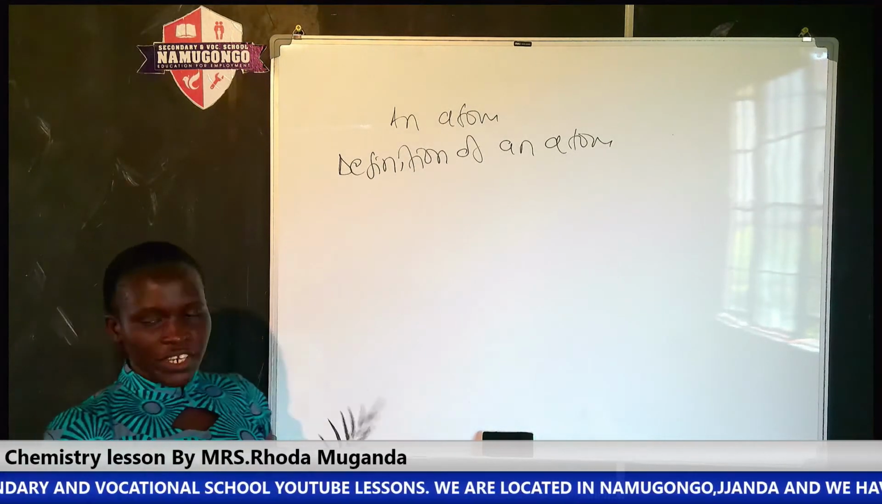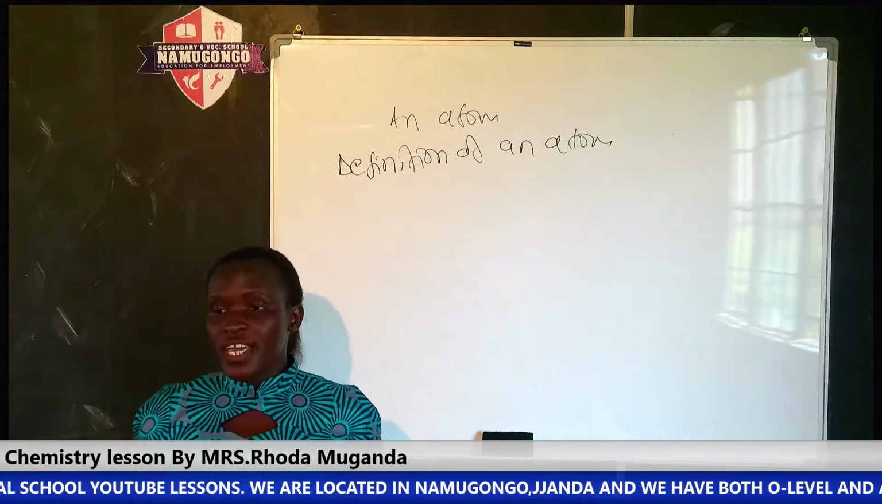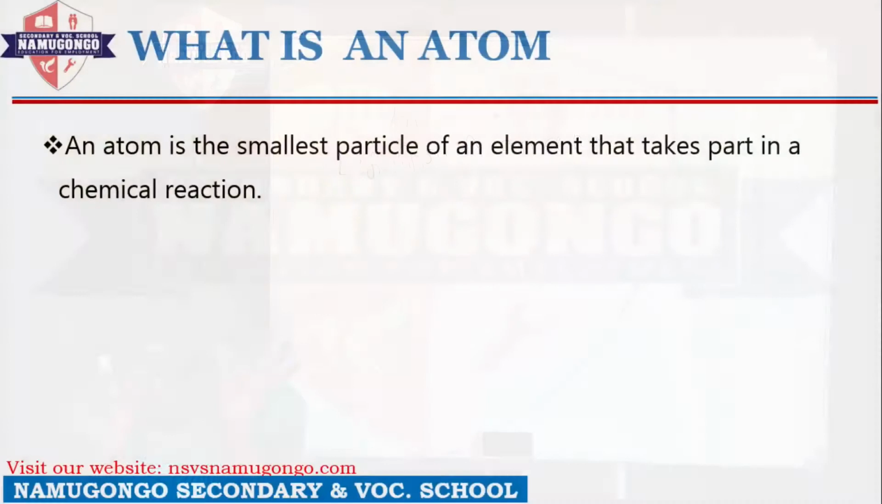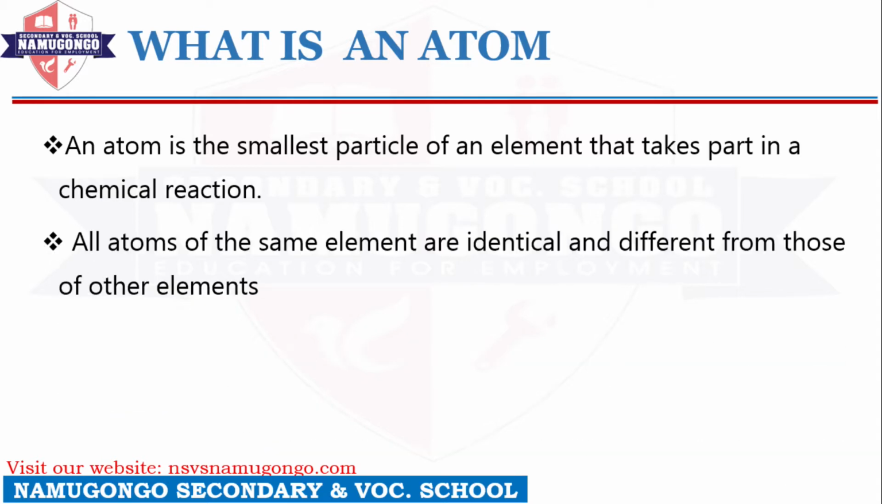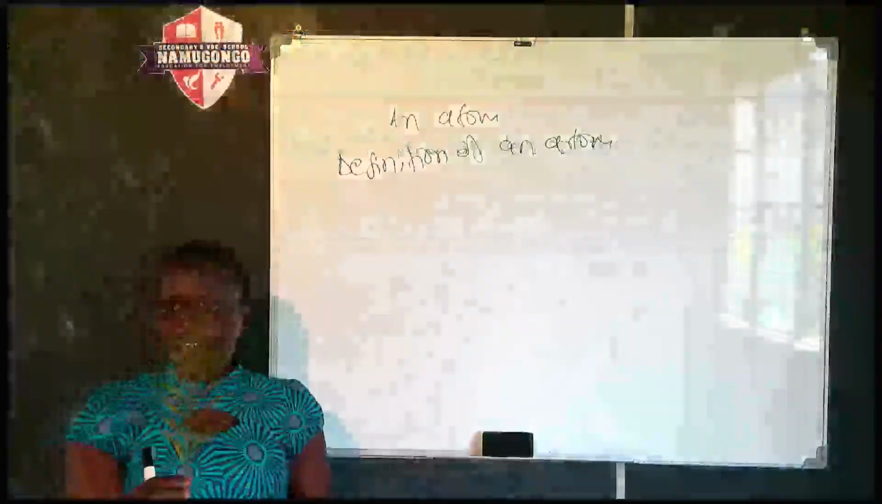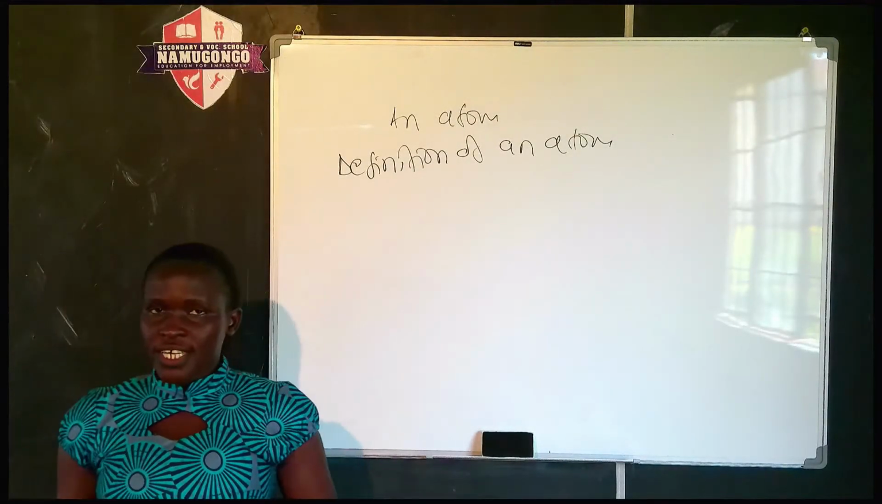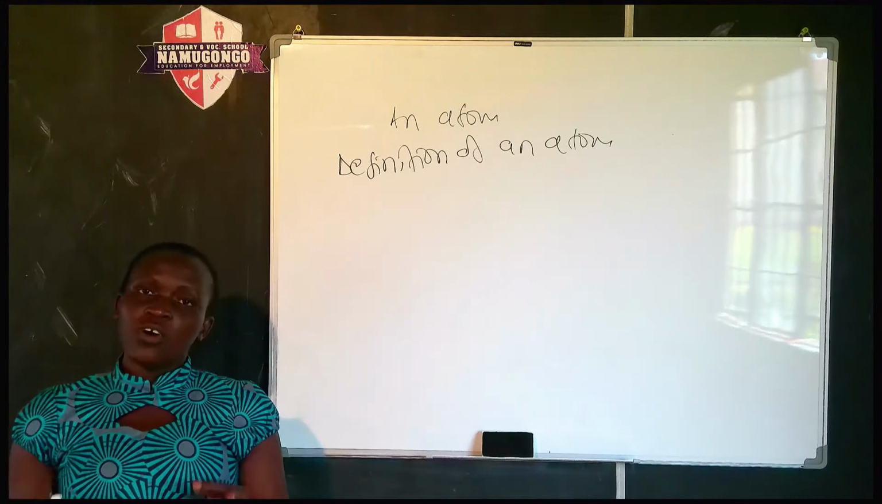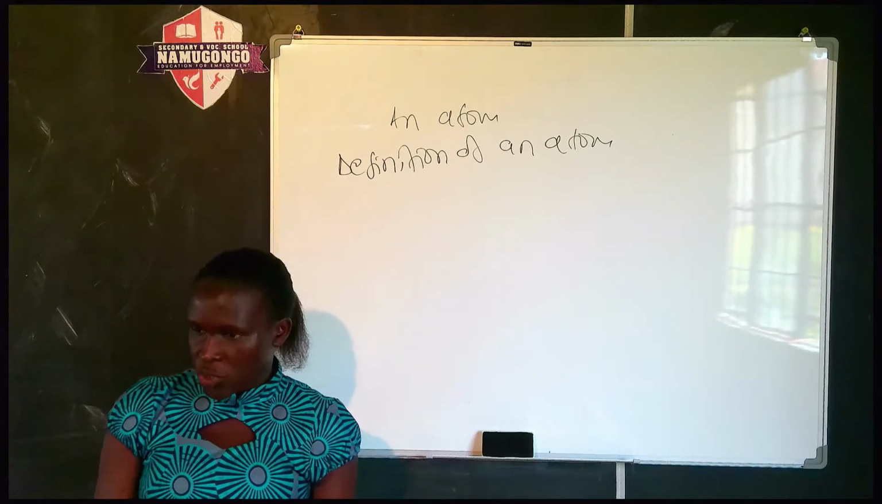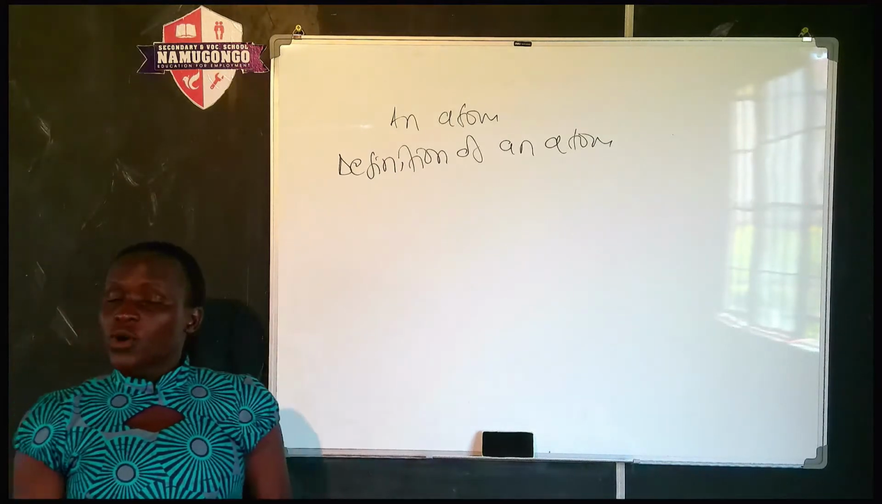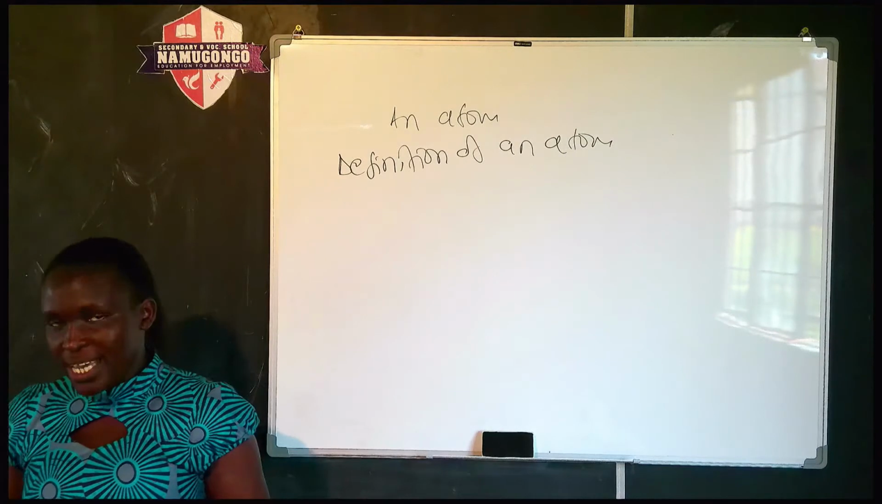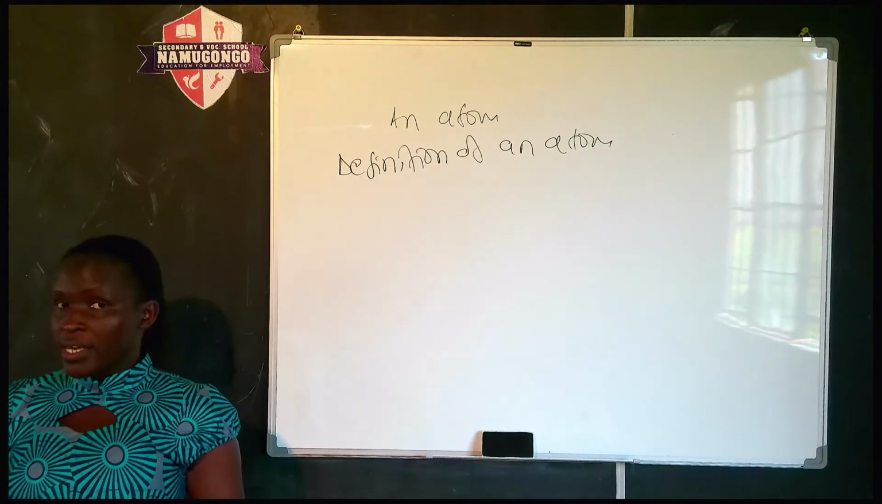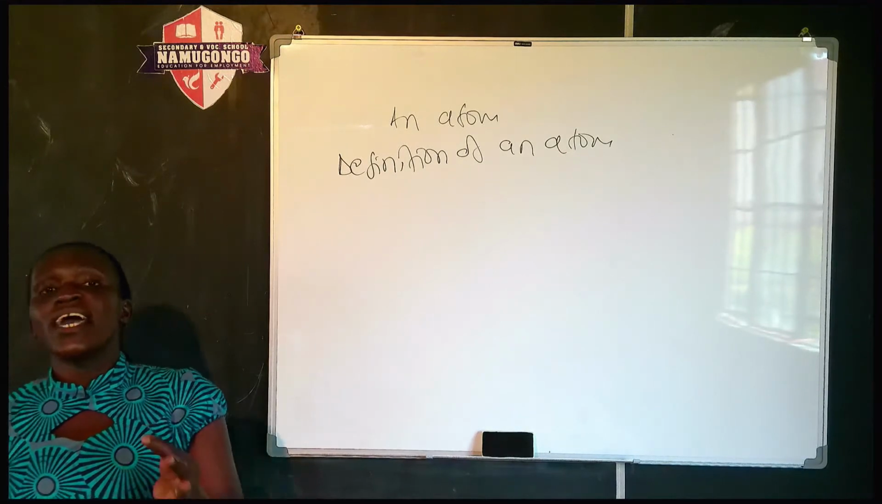Now, let's look at our definition. In chemistry, how would we define an atom? We would say an atom is the smallest particle of an element that takes part in a given chemical reaction. Just as we saw this leaf, it has got small particles that we call atoms. So meaning that this whole leaf stands for an element. So if we say an atom is the smallest particle of an element that takes part in a chemical reaction, we should also be able to know that all atoms of a particular element are identical. What do we mean? If we say they are identical, meaning that they are the same.